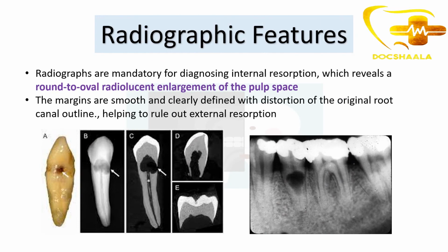Then the radiographic features. Radiographs are mandatory for diagnosing internal resorption, which reveals round to oval radiolucent enlargement of the pulp space. As you can see in this image, here is the lesion. When we take the radiographs, we can observe the lesion in various angles. The margins are smooth and clearly defined with distortion of the original root canal outline, helping to rule out external resorption.